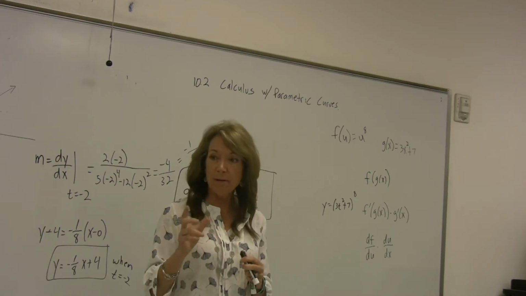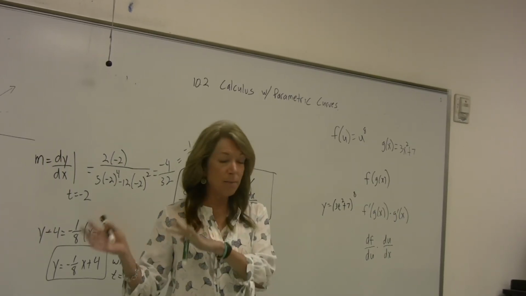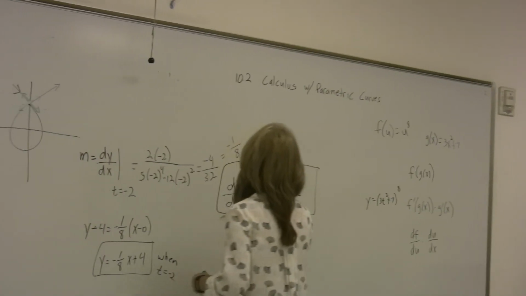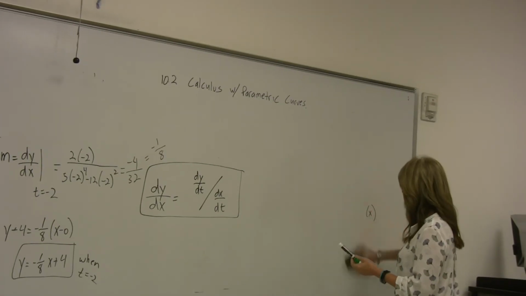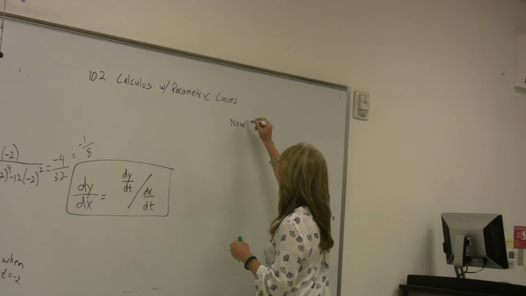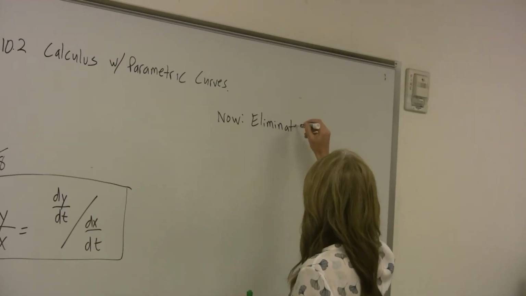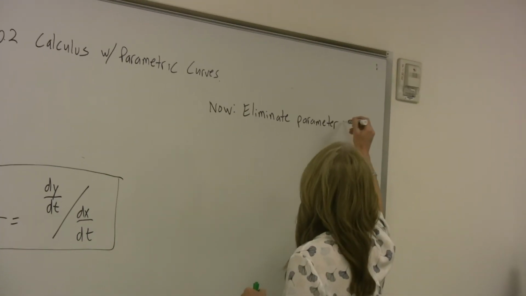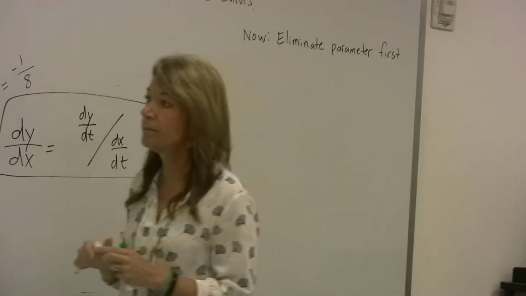You actually have a lab assignment question that asks you to do exactly that. Find the equation of the tangent line by eliminating the parameter and by using parametric equations. So I'm going to come over here. Same problem, see if you can find some room on there somewhere. Now eliminate the parameter first, and then find the equation of the tangent line.